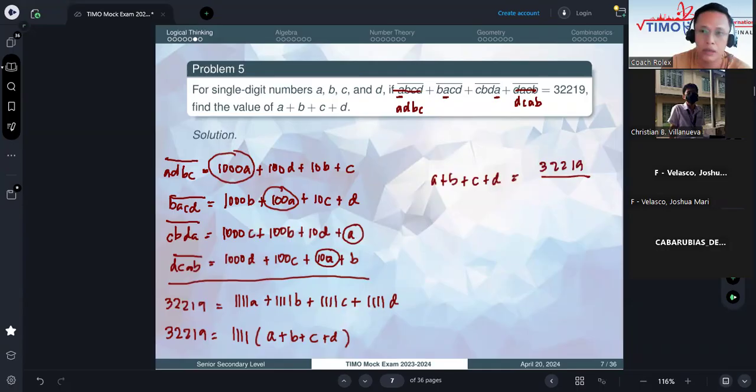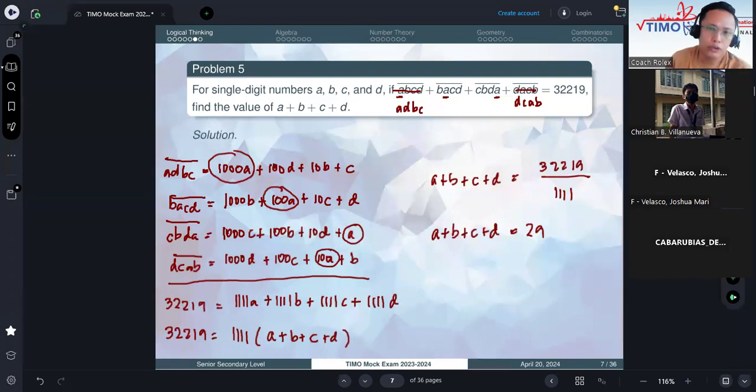So therefore, you will get A plus B plus C plus D as 32219 divided by 1111. Okay? So your A plus B plus C plus D, this is equal to what? This is equal to 29. This is, no, 32219 divided by 1111, okay?